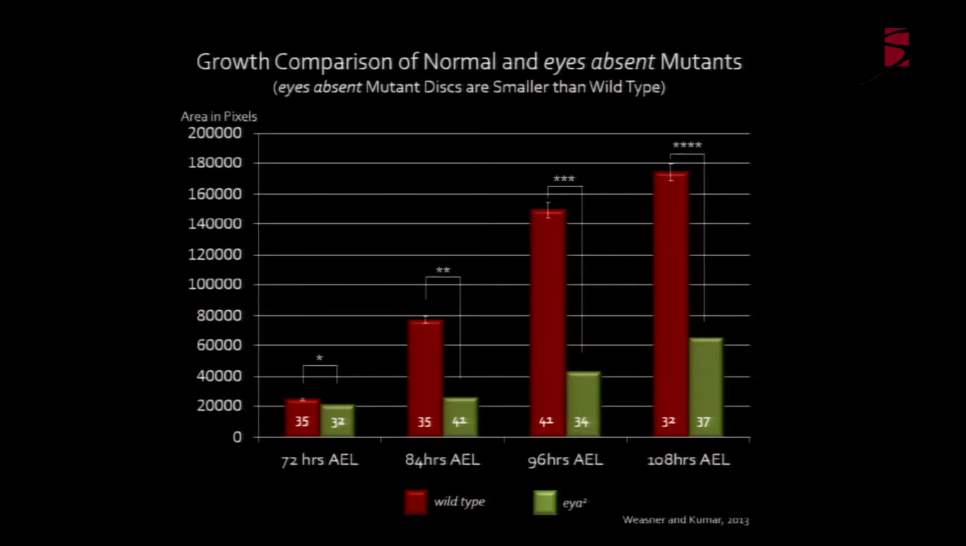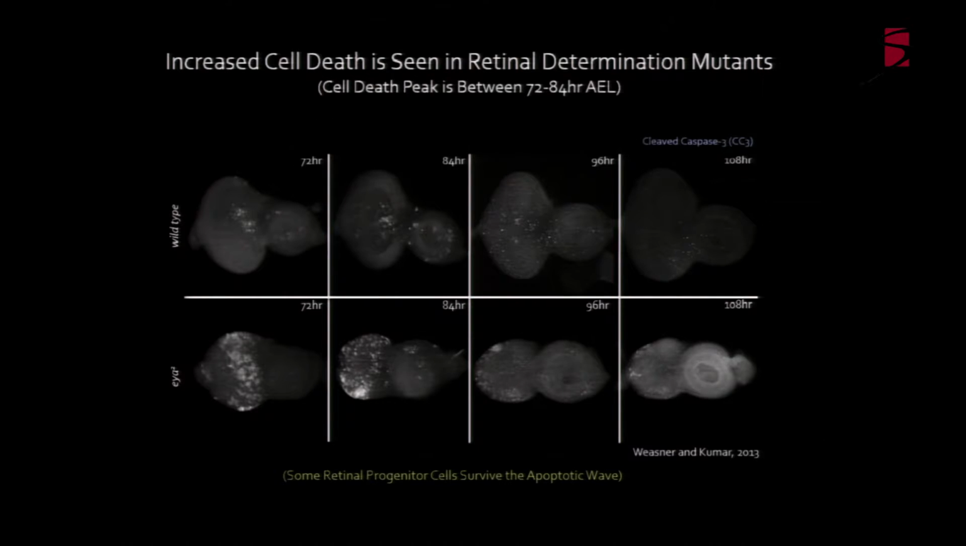And it turns out that that's due to two different causes. One is just a real reduction in cell proliferation. But the second cause seems to be that there is a wave of cell death that people have reported. At the top, what you're looking at is wild type, and we're staining these discs with cleaved caspase, which marks cell death.